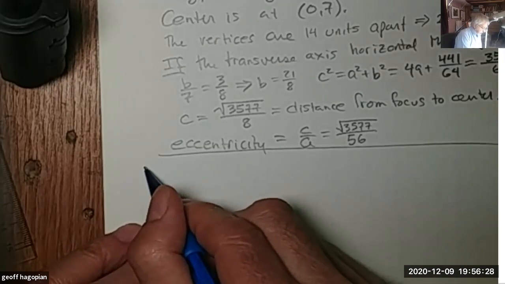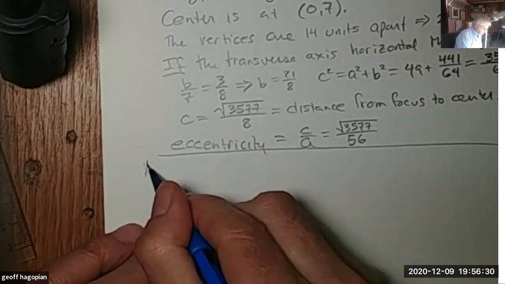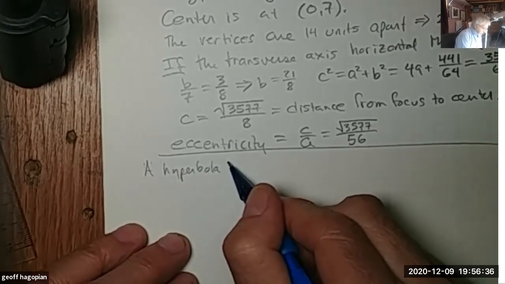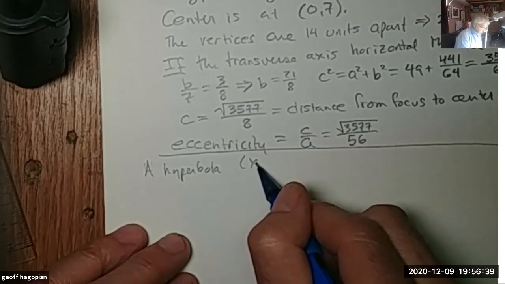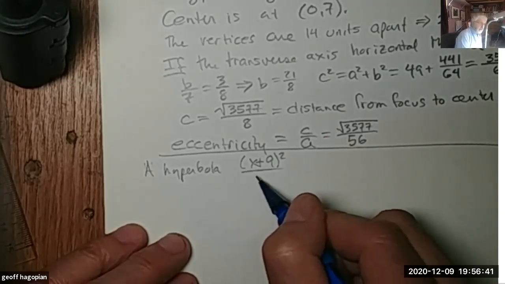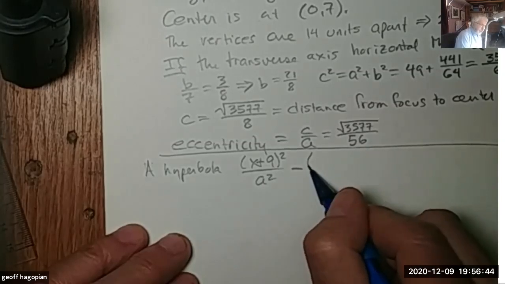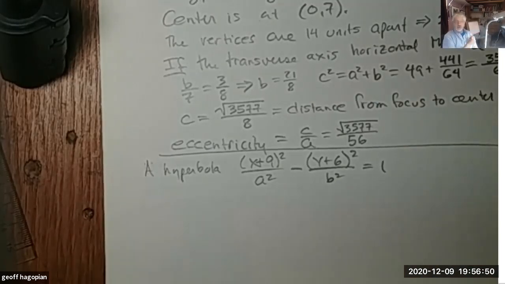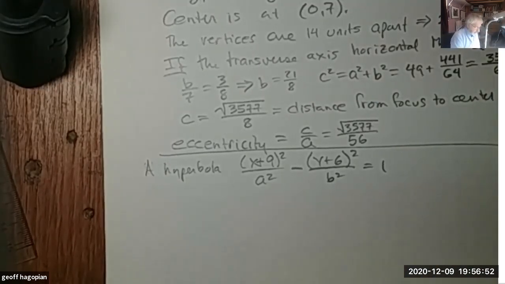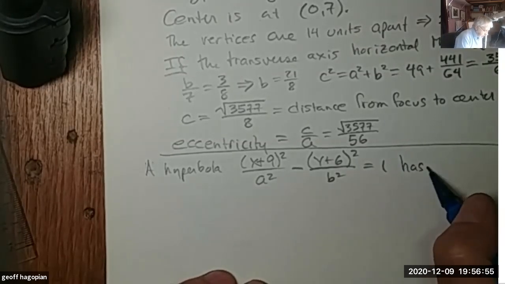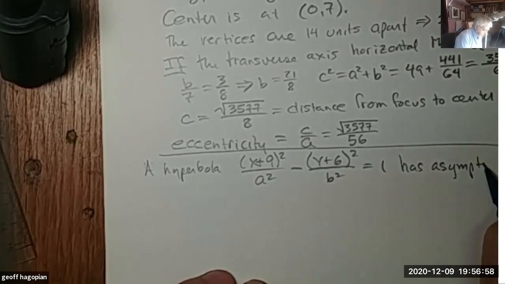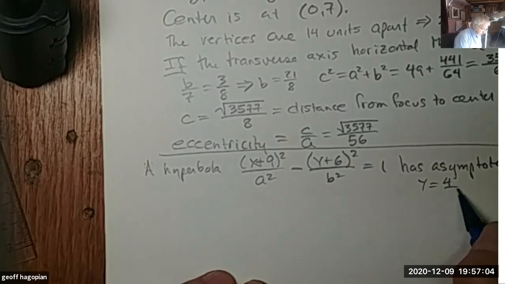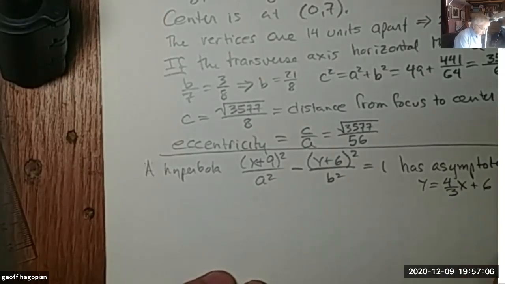So a hyperbola, it's x plus 9 squared over a squared minus y plus 6 squared over b squared equals 1. So that's in standard form, but we don't know what a and b are. The asymptote, or one of the asymptotes, is y equals 4/3 x plus 6.